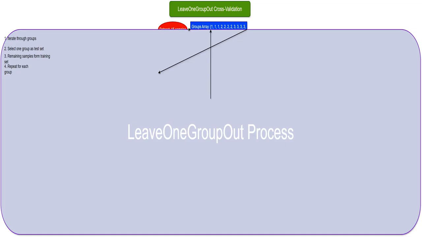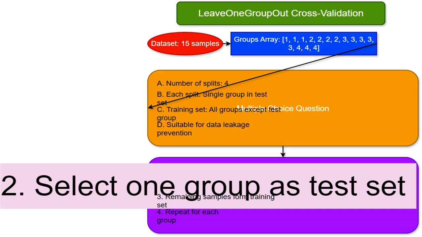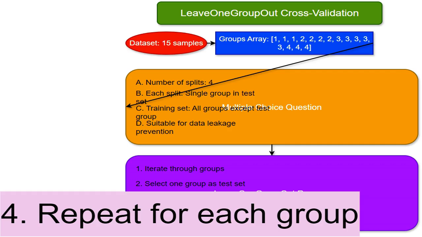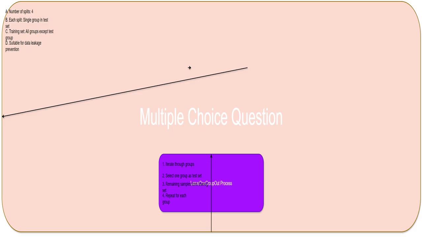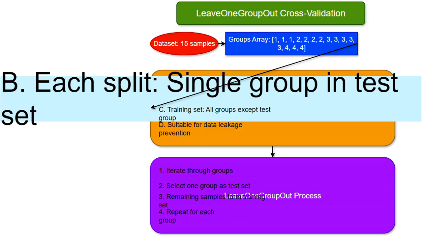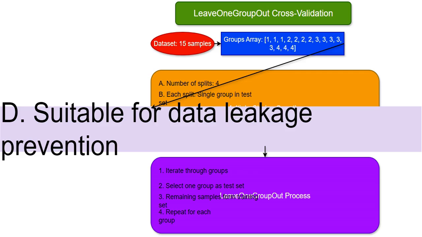LeaveOneGroupOut method iterates through each of the groups. In each iteration, one group is used as the test set to evaluate the performance of the model. The rest of the samples, excluding the test set, are used to train the model. Because there are 4 distinct groups in the data, LeaveOneGroupOut will create 4 splits. Each split will consist of a training set and a test set. In every split, only one complete group will be in the test set. The other groups will be in the training set. The training set for each split includes all samples not in the group selected for testing.